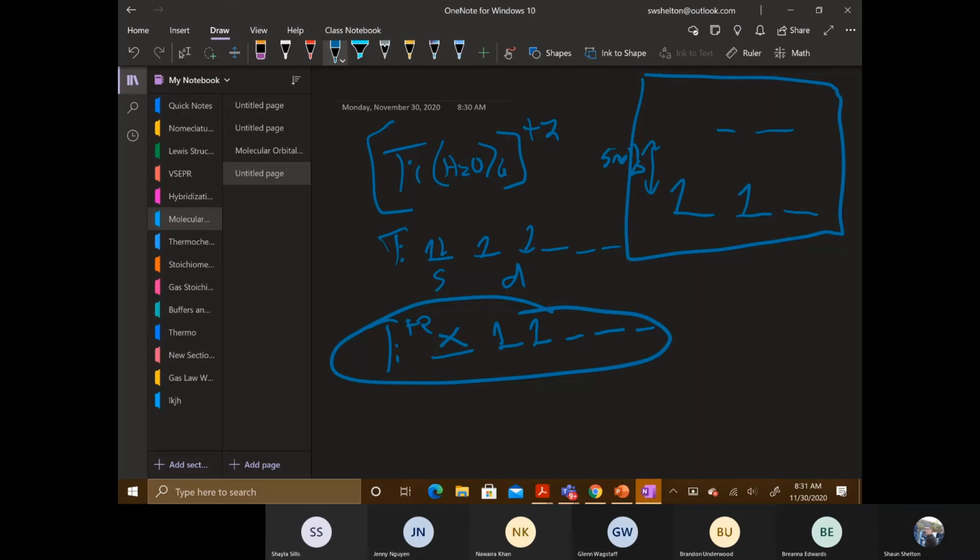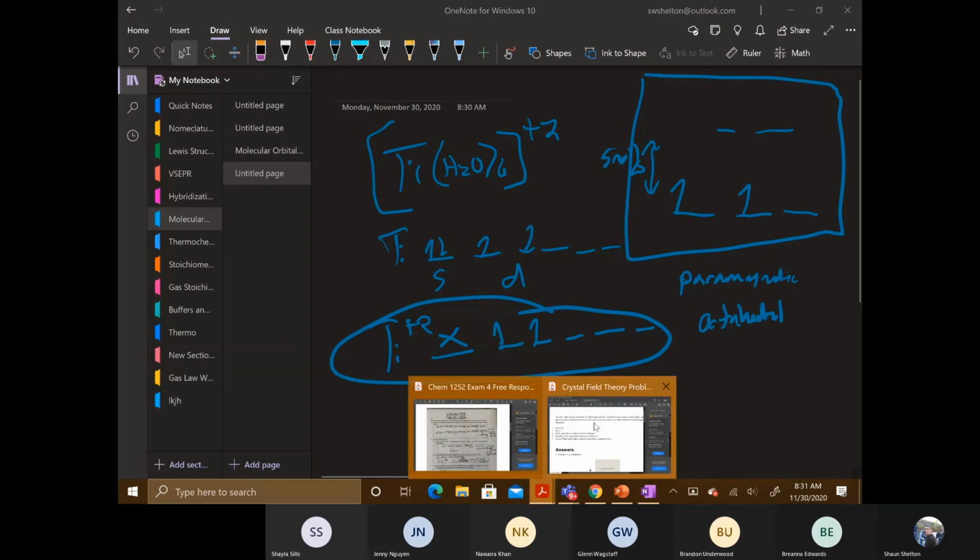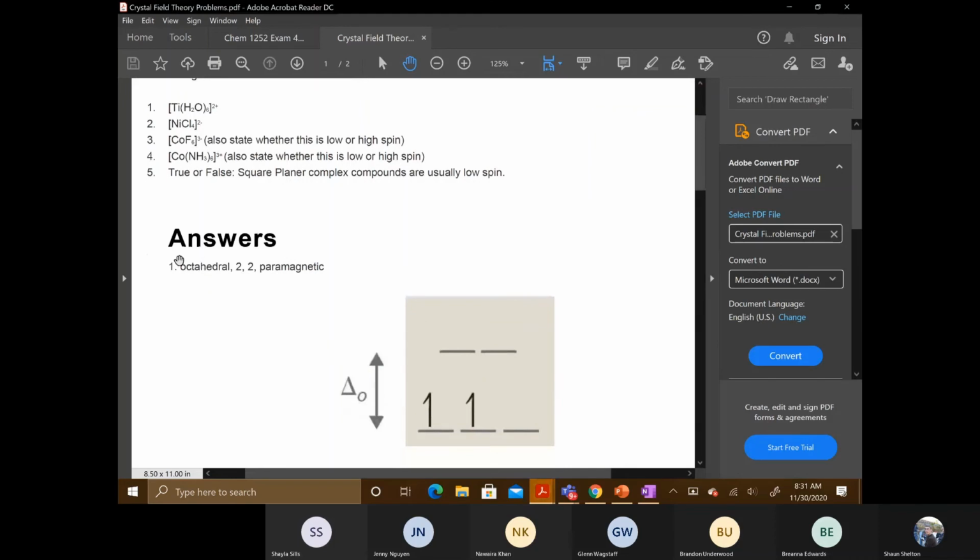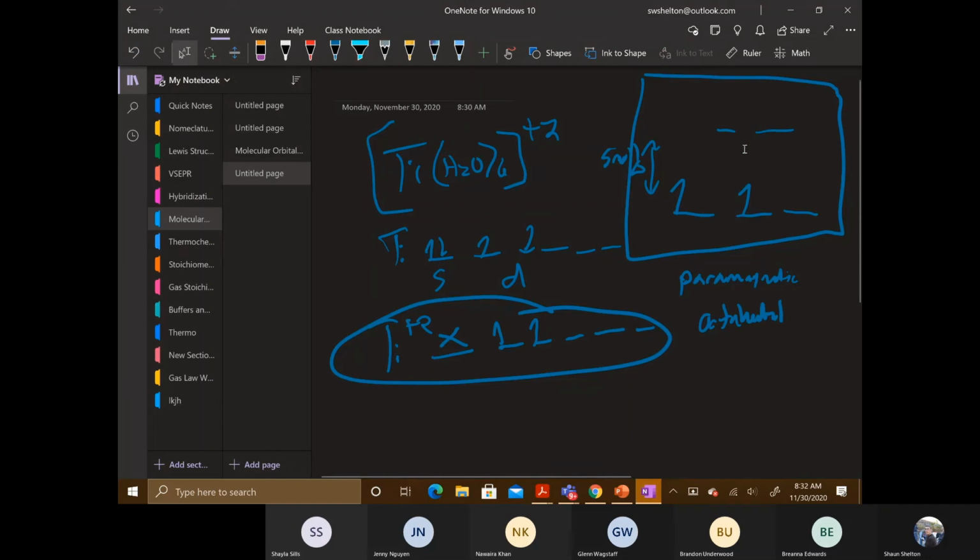Now, from this diagram, is it paramagnetic or is it diamagnetic? Well, you have 2 singles, so that means that this is paramagnetic. You've already said that it's octahedral because it has 6 ligands attached. It has 2 lone electrons. There are no paired sets of electrons. So when we look down at the bottom at the answer key, we have octahedral for your geometry. You have 2 d electrons. You have 2 lone electrons, and the overall magnetism is paramagnetic because of what you've done here.